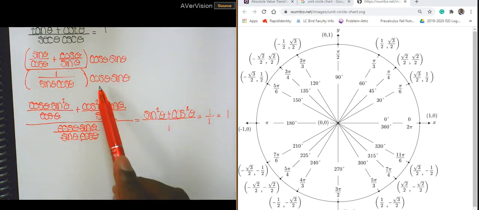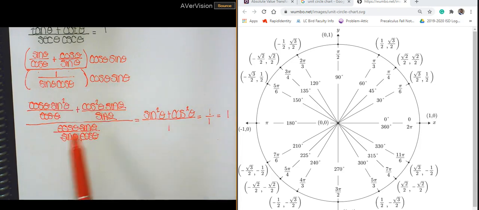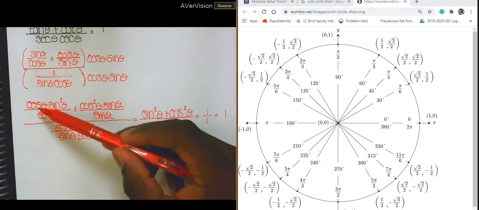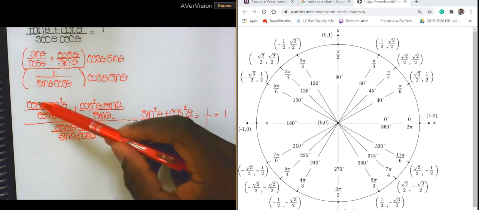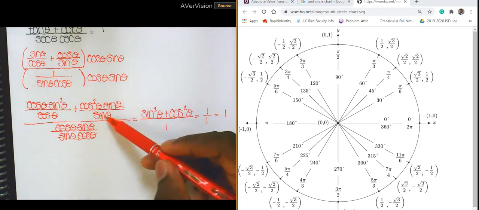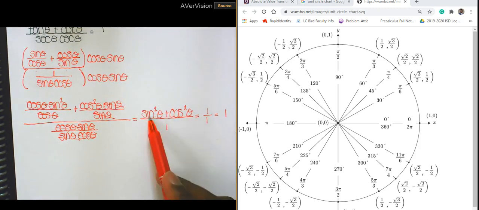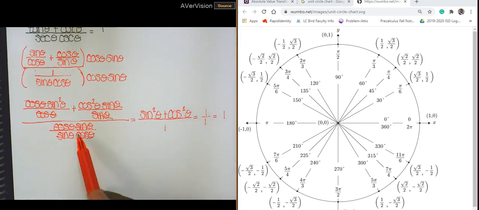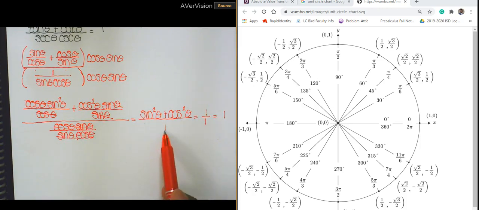And then the denominator, since we're multiplying everything, we just multiply straight across. We get cosine times sine divided by sine times cosine. In the numerator, the cosines cancel out from the first fraction. The sines cancel out from the second fraction, and we're left with sine squared plus cosine squared. In the denominator, everything cancels out. The cosine cancels out with cosine, sine cancels out with sine, and we're left with 1.